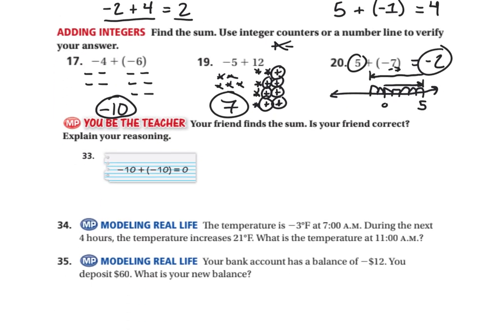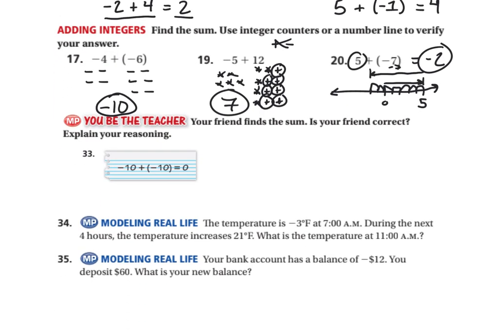Right. You be the teacher, your friend finds the sum. Is your friend correct? Explain your reasoning. Well, let's take a look. My friend did negative 10 plus another negative 10 is equal to 0, right? It seems as though they took the first one being positive 10, the second one being negative 10. I think there's their mistake, right?